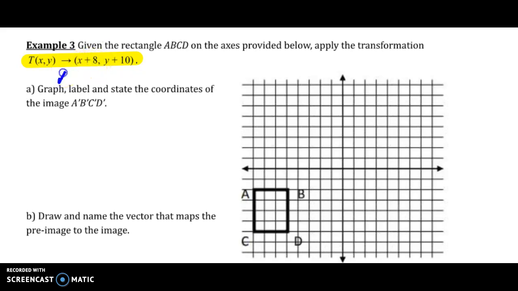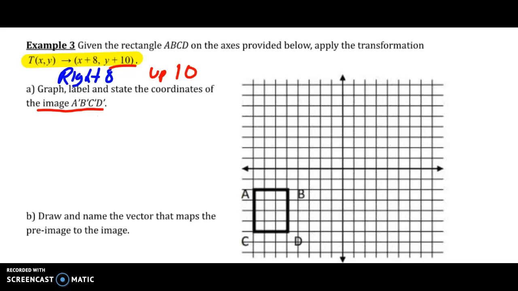So if we add 8 to x, we are moving to the right 8. And if we are adding 10 to y, again, we're moving in the positive y direction, which would be up 10. Okay, so we're adding 10 to y, positive is up, and we're adding 8 to x, and positive in the x is to the right. So those are our two motions that we're going to do. Graph, label, and state the coordinates of the image, A prime, B prime, C prime, D prime.